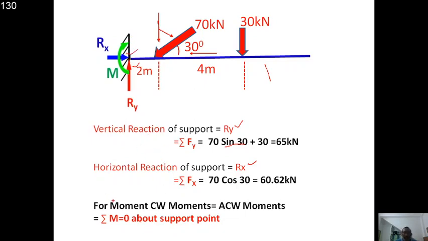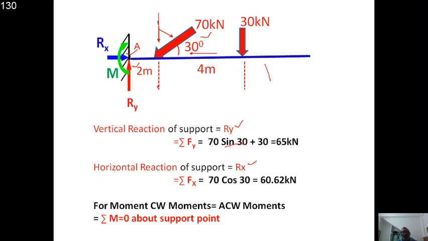To get the moment M value, I need to apply the same equilibrium condition, that is sigma M equal to 0 about the support point. So what are the moments? This is the moment due to this force about point A. This is the point A where you have to take the moments. To take the moments about A, I need to multiply the force into distance. What is the distance? The perpendicular distance.